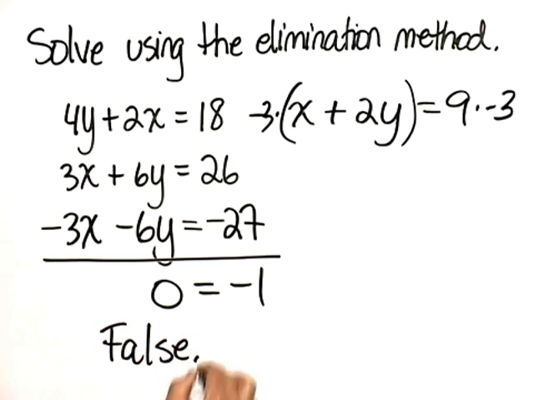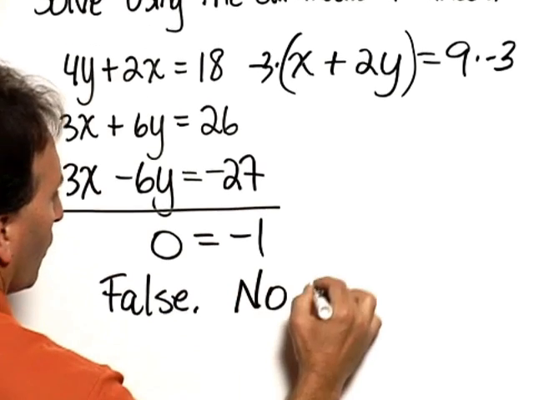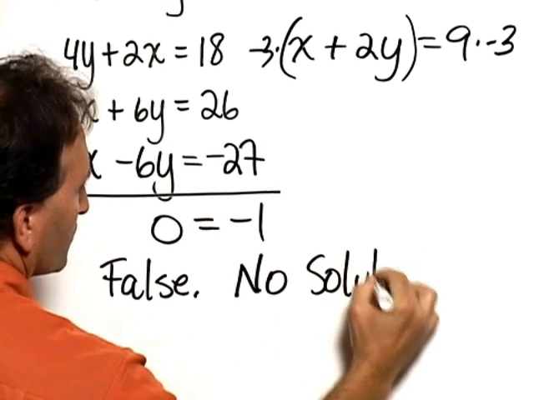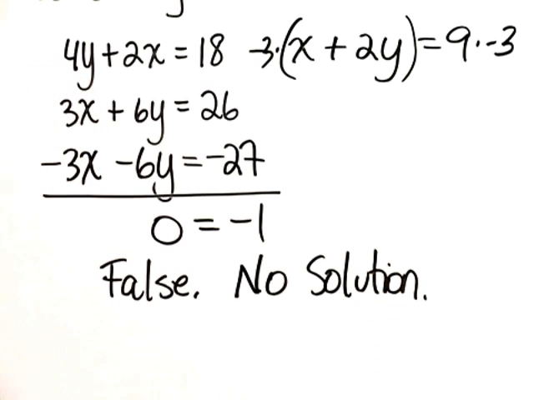That is false. And that means we have an inconsistent system. That means there is no solution. Graphically, remember that means that these two equations lead to graphs of lines that are parallel.